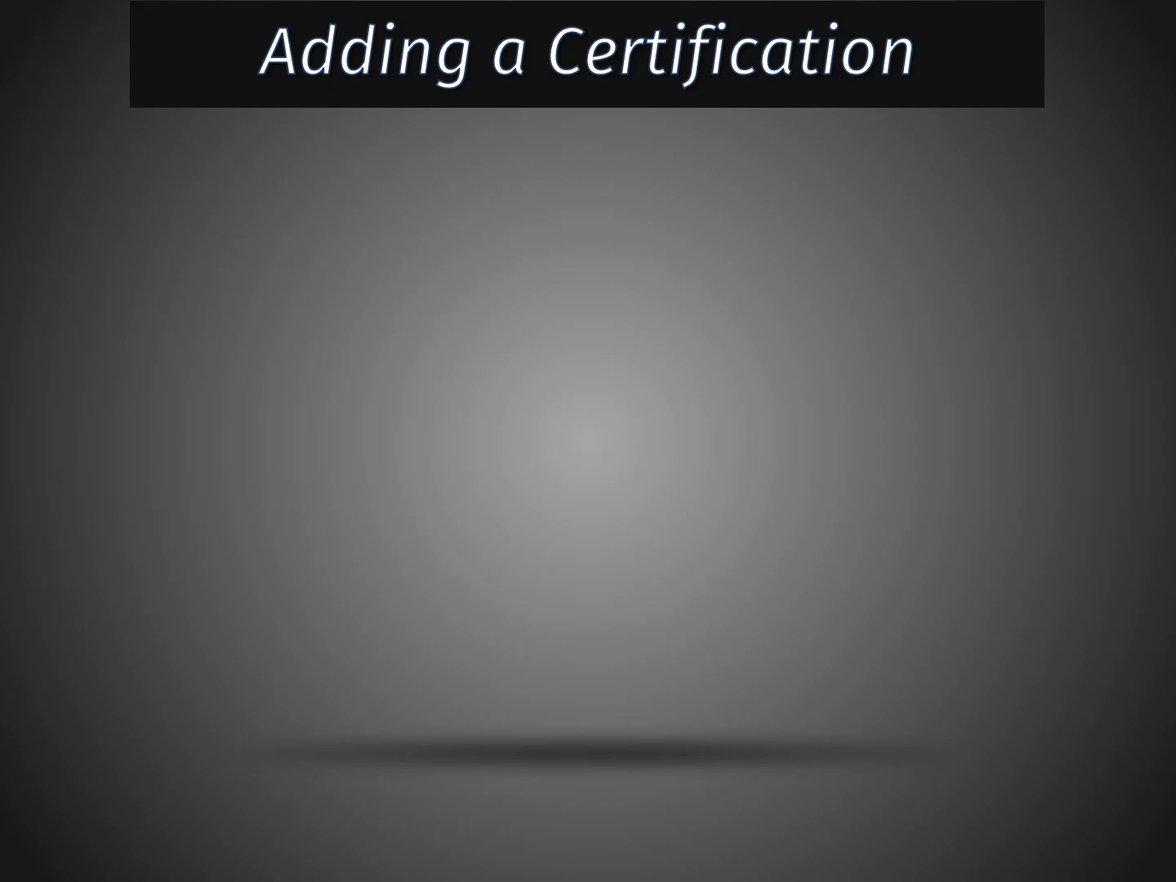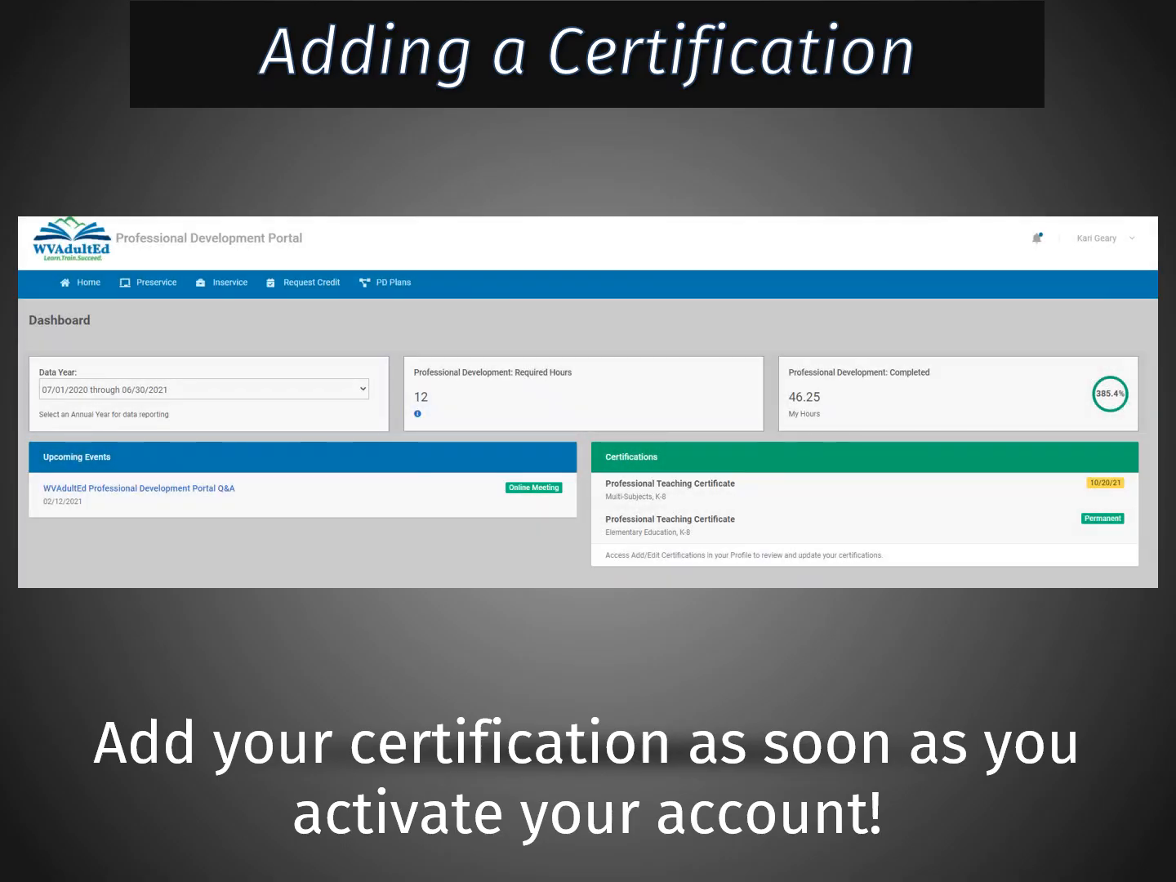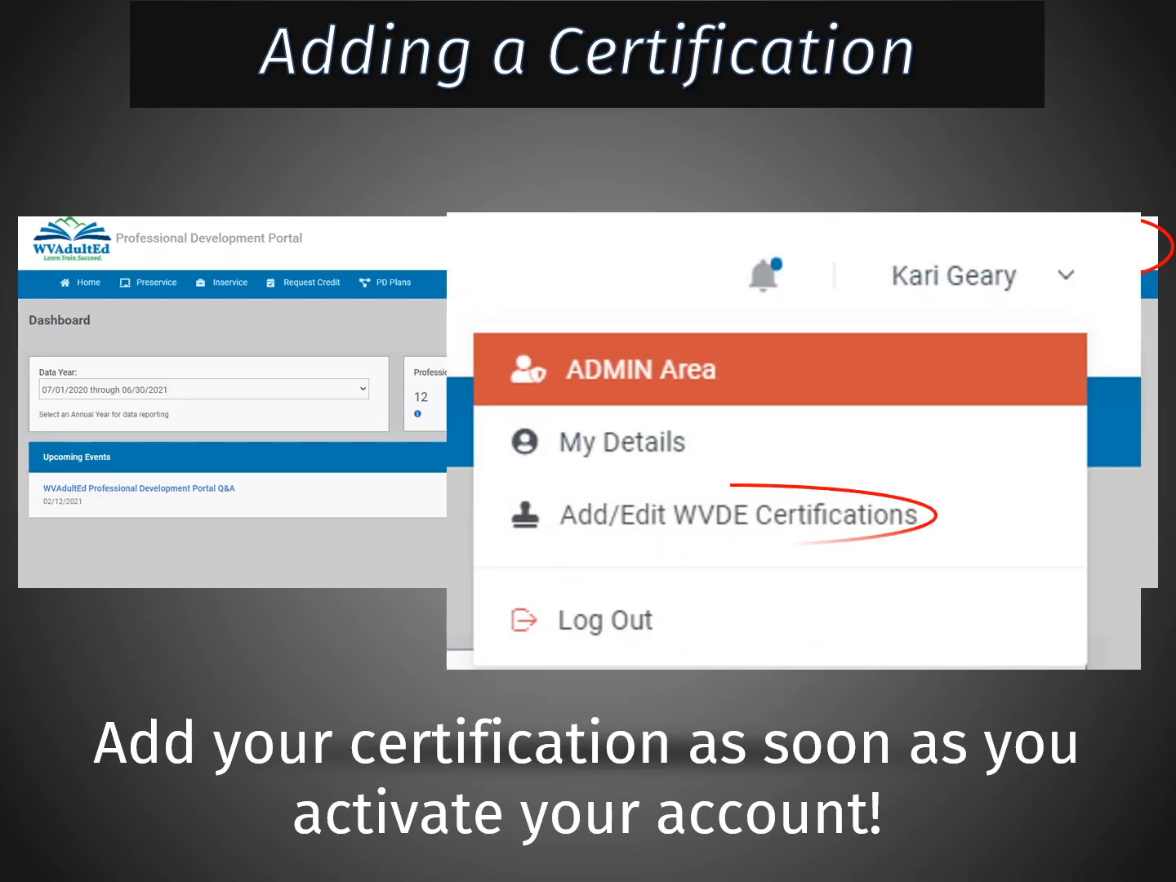One of the wonderful features of the PD portal is it has an area to enter WVDE certification information. As soon as you activate your account, we ask that you input your certification information into the system. You will input your professional teaching license or your adult license. This can easily be completed by clicking on the arrow next to your name in the top right-hand corner. From the drop-down menu, select Add Edit WVDE Certifications.